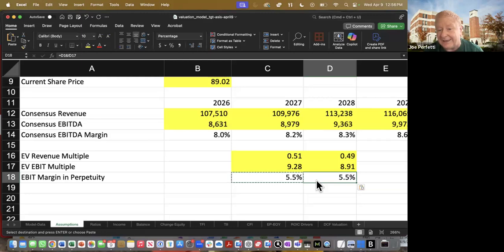But for Target, I'm telling you, you go to anybody on Wall Street and look at their DCFs, they're going to have an EBIT margin, a perpetuity margin, somewhere around 5.5%. Because that's the only way these trading multiples work at the current valuation of the company. That's just math. Questions?